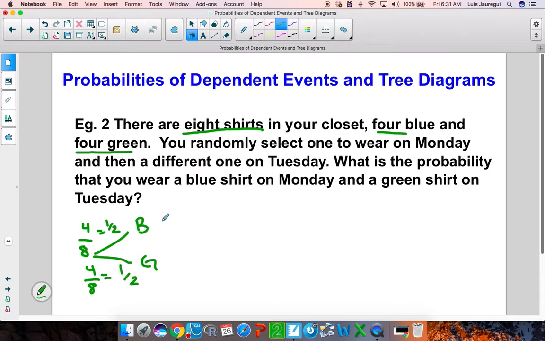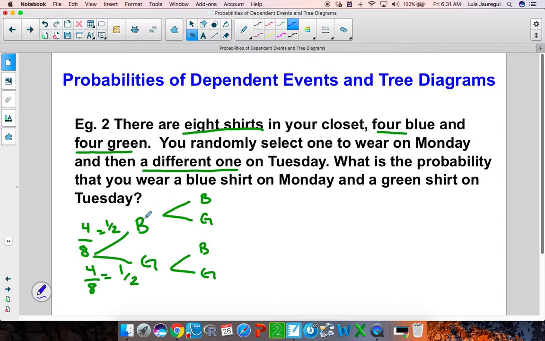And let's see what happens on Tuesday. You chose a different one. That means whatever you used on Monday, you can discard. So still, you can choose from blue shirts and green shirts. So let me write that down as the next level in my tree diagram. And let's see what happens with these probabilities.